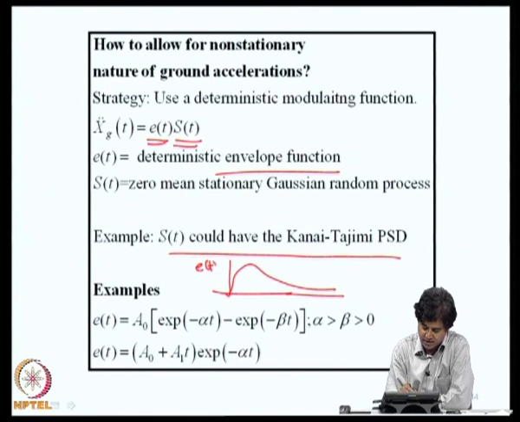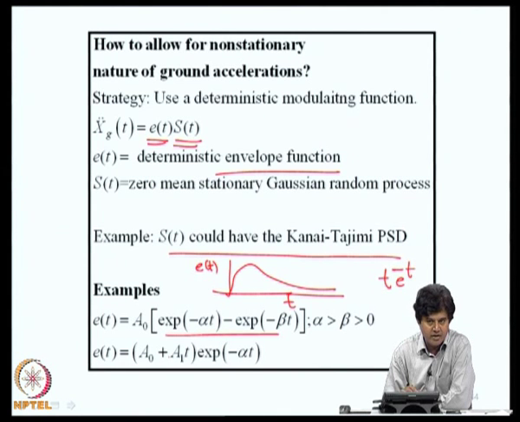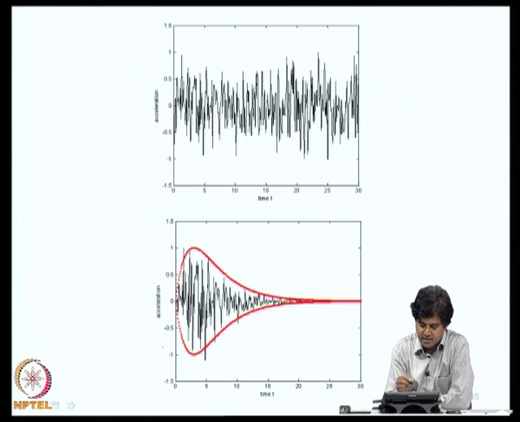The envelope functions can either be expressed as differences between two exponentials, or even if you take e raised to minus t, it also has qualitatively this type of behavior. So, both these types of models have been proposed in the literature to capture transient behavior. So, this is how conceptually it looks like.